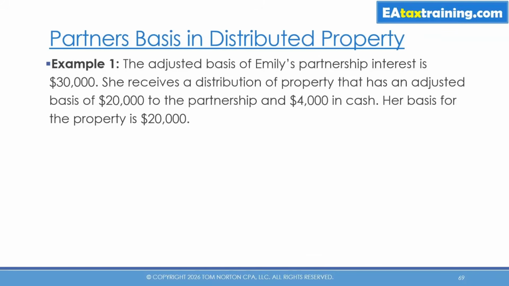So let's look at an example. The adjusted basis of Emily's partnership interest is $30,000. She receives a distribution of property that has an adjusted basis of $20,000, and she receives $4,000 in cash. So her basis in that property is $20,000. She just takes over the partnership's basis in that property. It was $20,000 to the partnership, it's $20,000 to Emily.